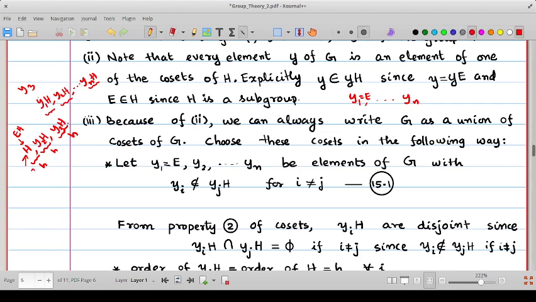And we can proceed like this until all elements of the group G are exhausted. And remember, we can do this because every element of the group should be in at least one of the cosets, as we discussed earlier. So we can always choose a set of n elements of the group G such that yiH and yjH are disjoint.